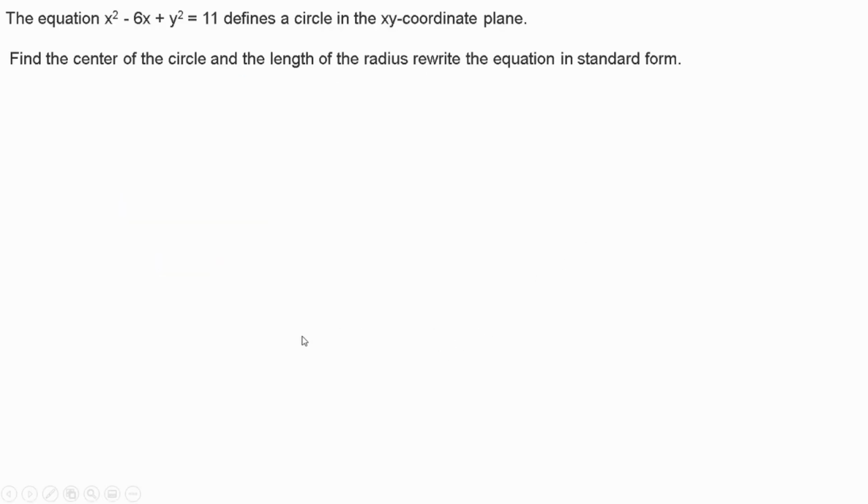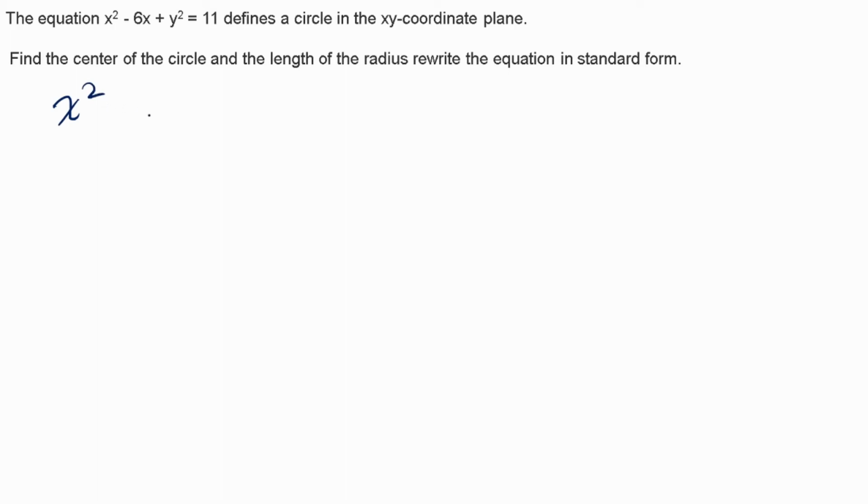Next up, it says the equation x squared minus 6x plus y squared equals 11 defines the circle in the xy coordinate plane. Find the center of the circle and the length of the radius. And we want to rewrite our equation in standard form. So in order to do that, let's rewrite this equation.